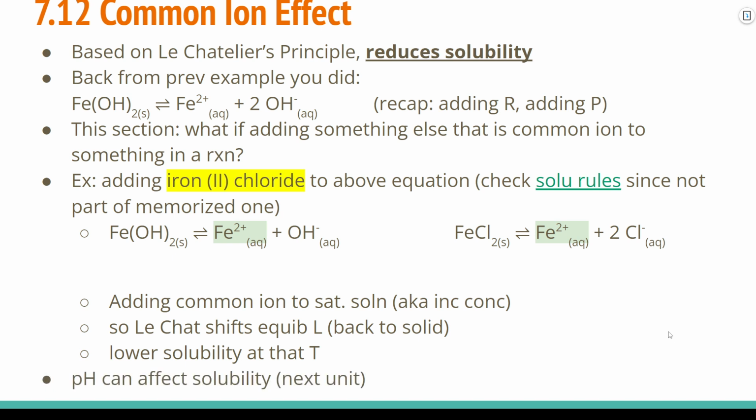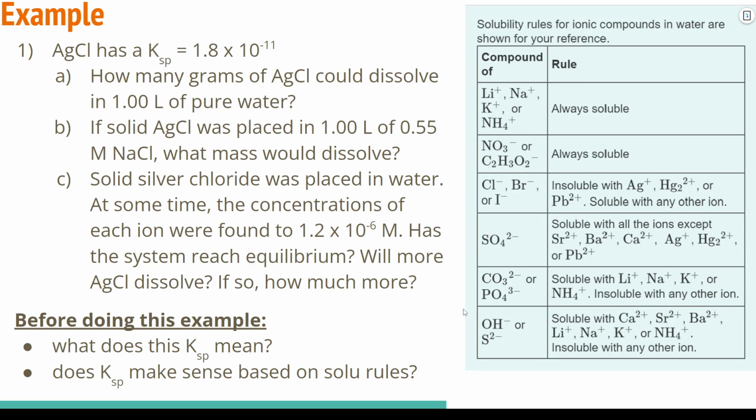And so not only is adding a common ion going to affect your solubility in order to dissolve stuff, pH will too, and we'll talk about that in Unit 8. Okay, so here's an example. So go ahead and read through it real quick.